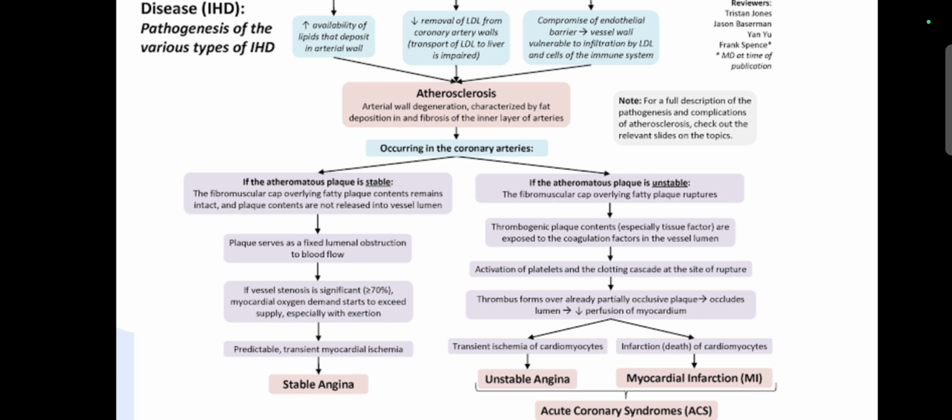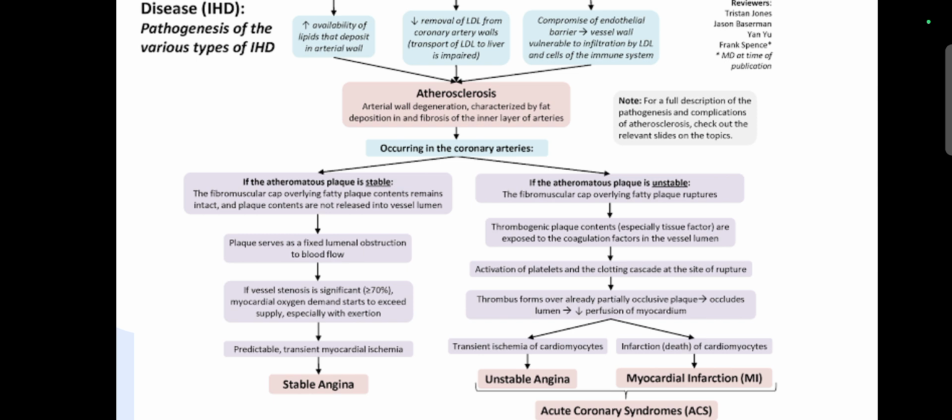It is predictable myocardial ischemia. That is, we can predict the myocardial ischemia in such a patient. But if the atheromatous plaque is unstable, the fibromuscular cap over the fatty plaque ruptures. Thrombogenic plaque contents are exposed to coagulating factors in the vessel lumen, activating the platelets and the clotting cascades at the site of rupture.